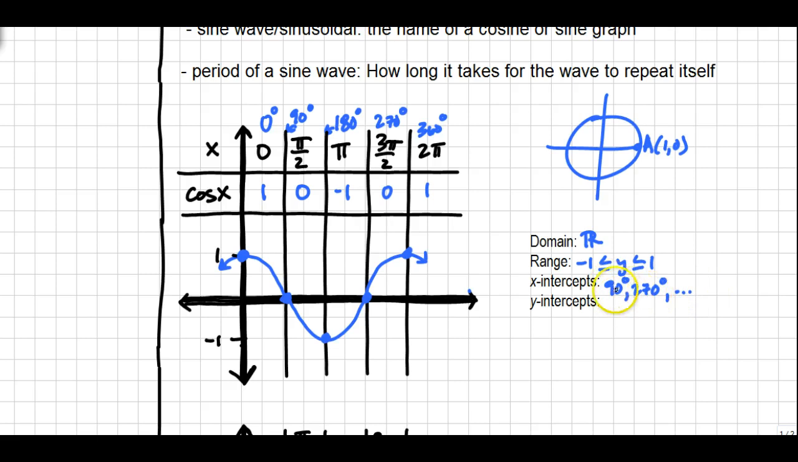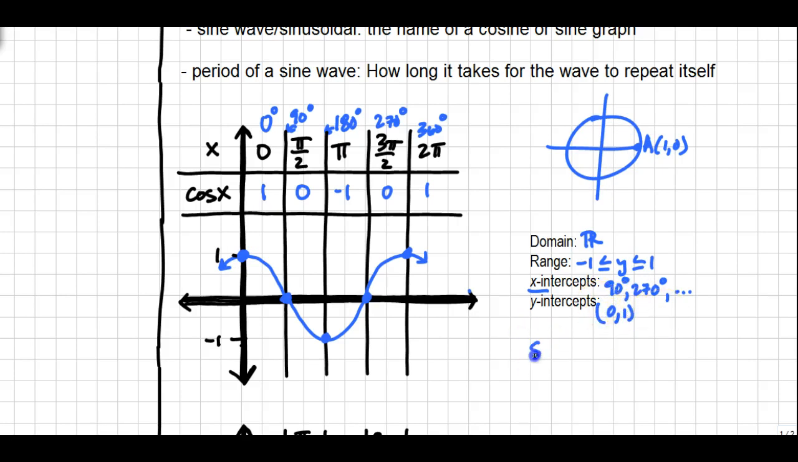To try to remember that, I just drop the zeros on those. 9 and 27 I consider odd numbers. So when I think about cosine, I think about the x-intercepts being the odd values as you go around the circle. The y-intercept is clearly at 0, 1, or you could just say at 1.